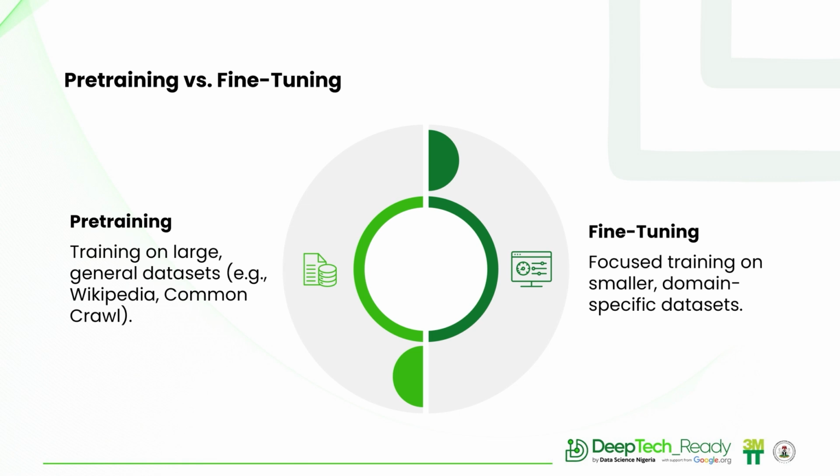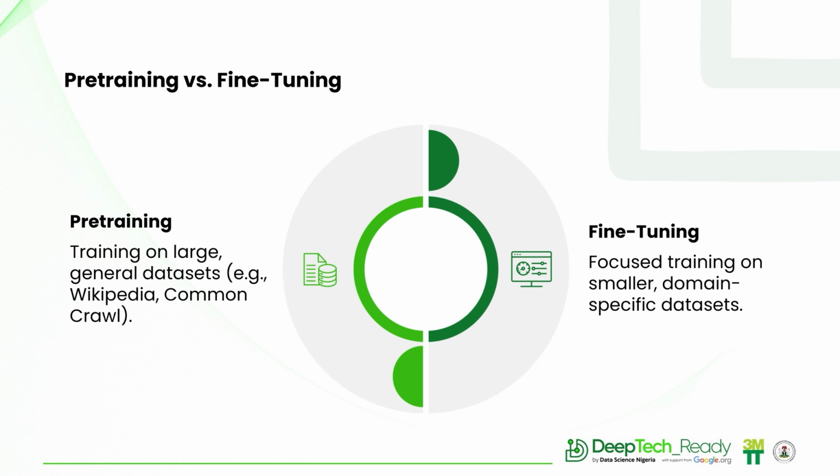Fine-tuning, on the other hand, focuses on smaller domain-specific datasets. Once the model has learned general language features from pre-training, we can specialize it by further training it on targeted data, let's say medical text or legal documents. This process adapts the model to handle the specific vocabulary, phrases, and context of the new domain and helps in improving its performance on specialized tasks.